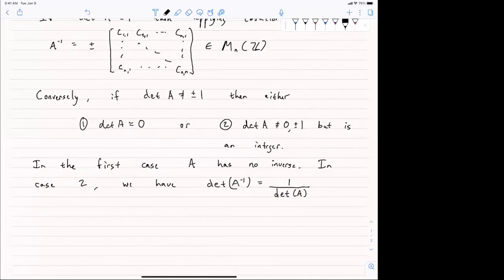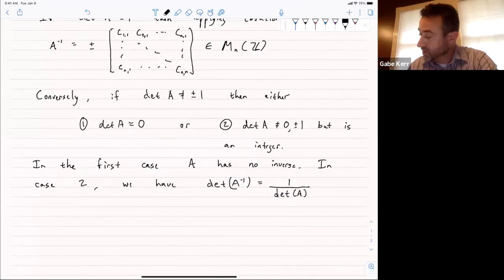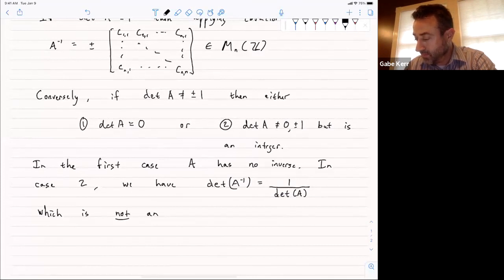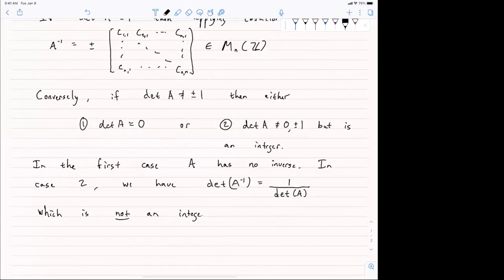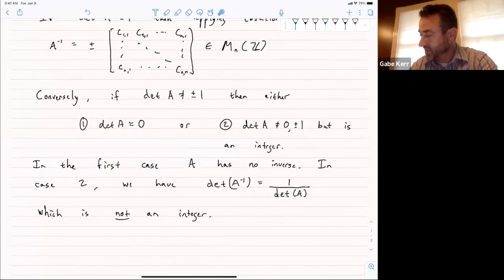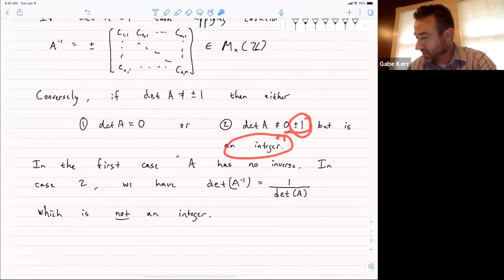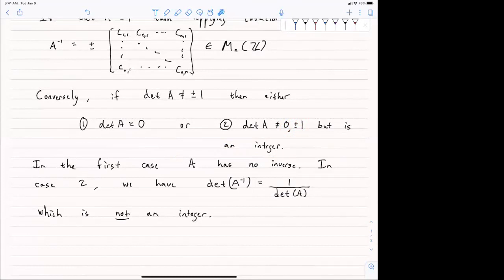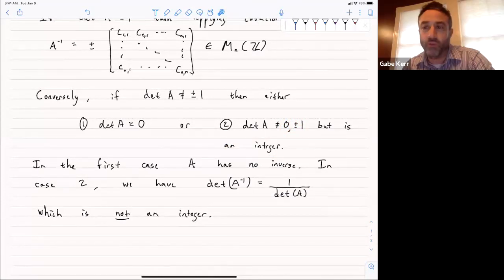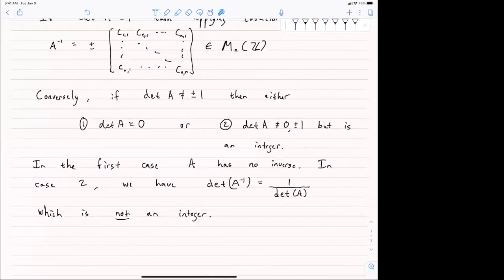Okay. And this is not an integer, because we know what the determinant of A is. It is an integer, but it's not plus or minus 1, and it's not 0. So it's like 1/2, 1/3, 1/4, or a negative thereof. Those are not integers. So this is not an integer.